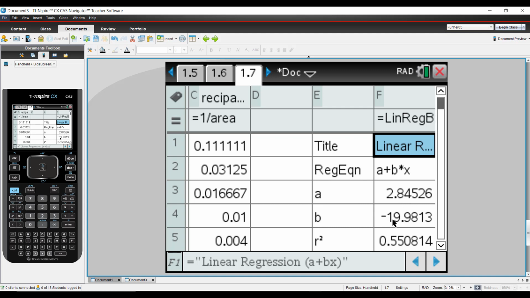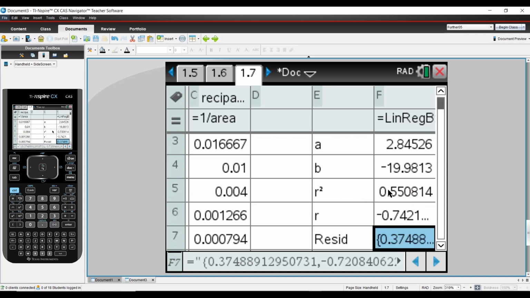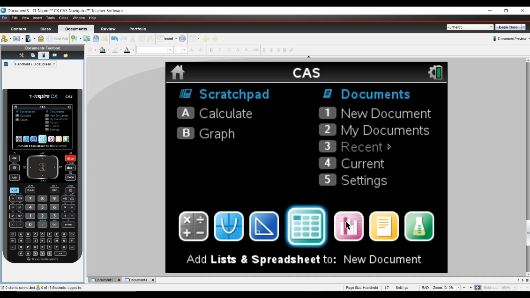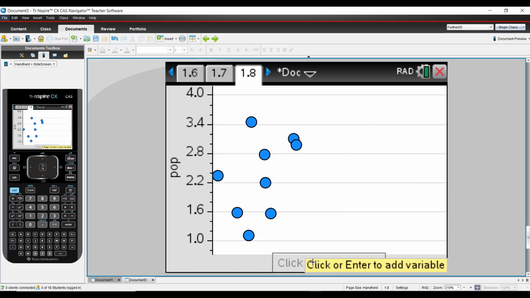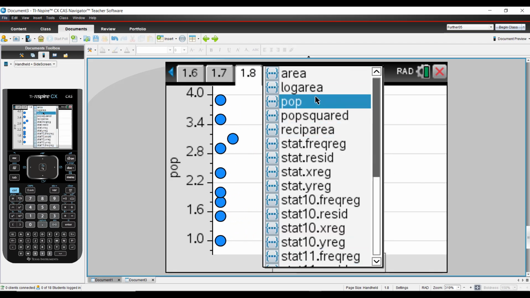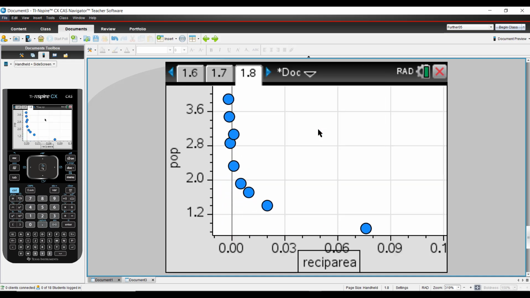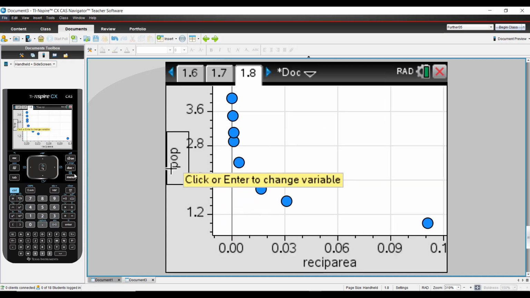Here's our gradient, minus 19.98. Our coefficient of determination is 0.55. Our correlation coefficient is minus 0.742, the lowest of all, plus that's negative now. So that doesn't hold too much promise, but again, as always, let's check the visual as well. So we're going to graph this time our population on the y-axis against our 1 on area or our reciprocal area on the x-axis. That does not look linear at all.